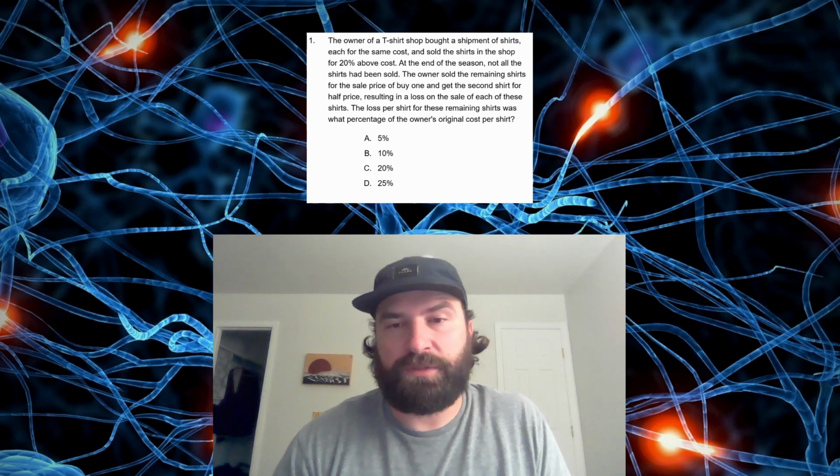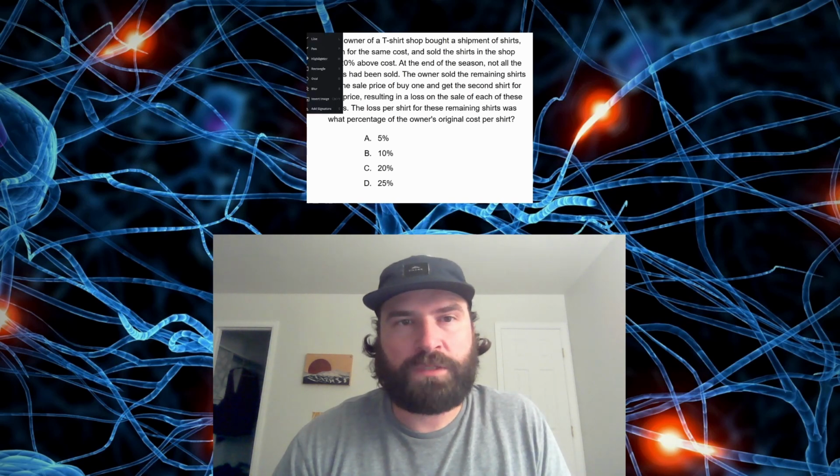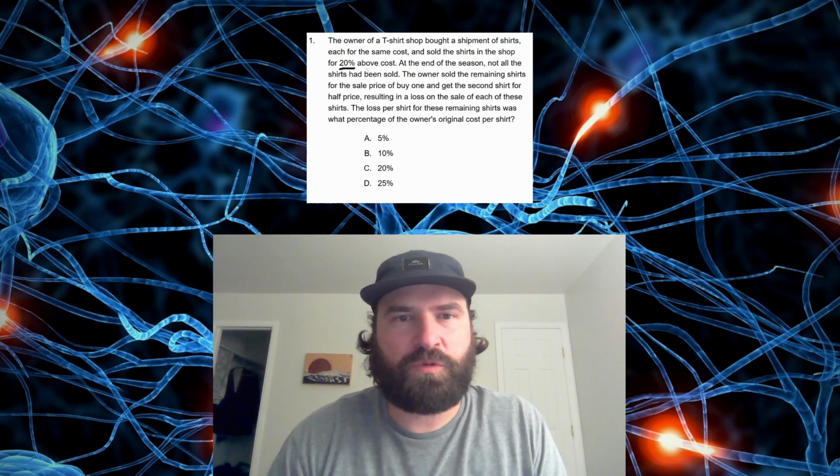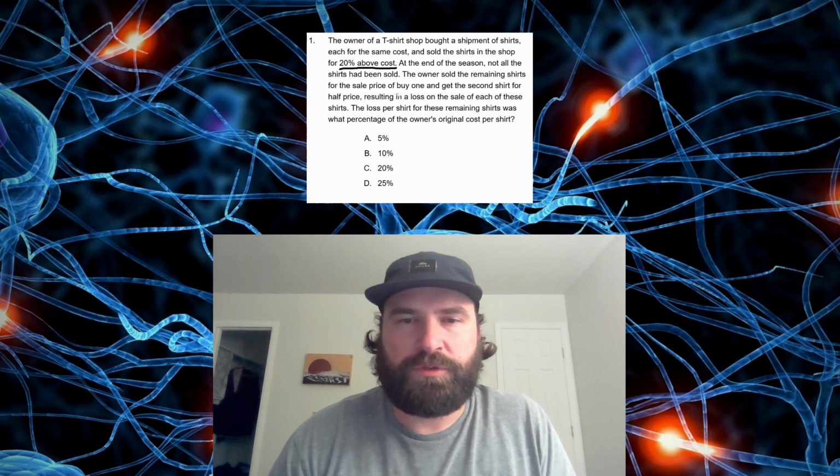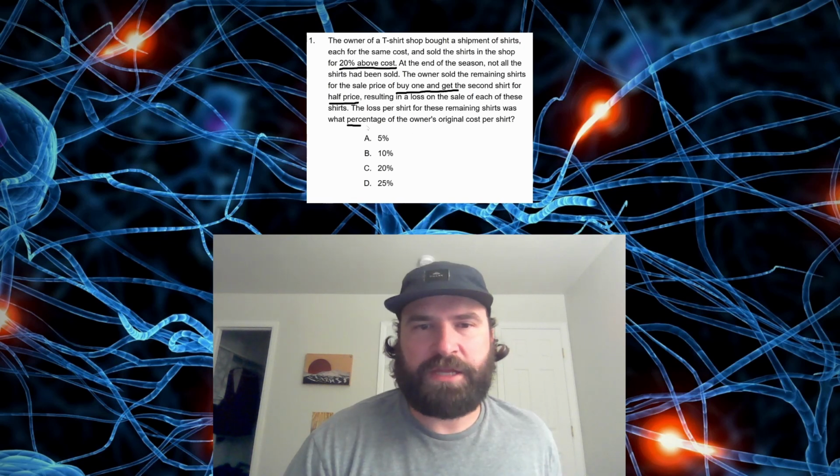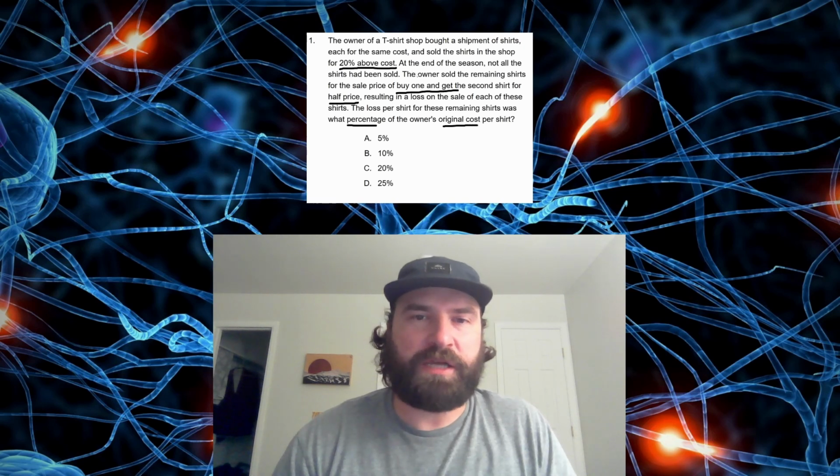All right, so a lot of words there. Let's just underline some important stuff. You're selling them for 20% above cost. So we're doing a buy one and get the second shirt half price thing. And then we're looking for the percentage of the original cost. So we don't know the original cost.